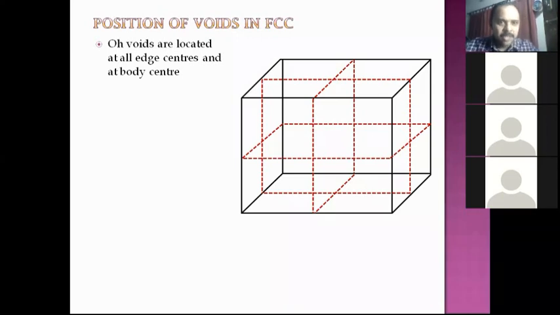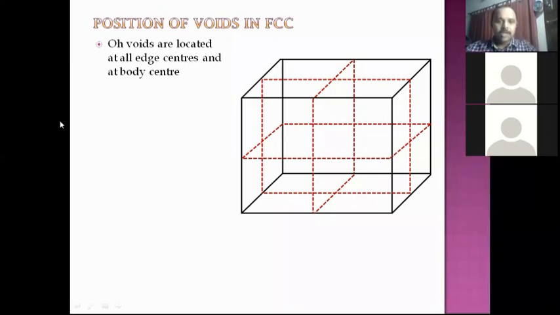Octahedral voids are located at all edge centers and body center. Where is exactly octahedral void? They are located at all edge centers and body center. Can anybody tell me how many edge centers are there for a cube? How many edge centers? 12. 12 edge centers. So there is one body center. So 12 edge center octahedral voids and one body center.